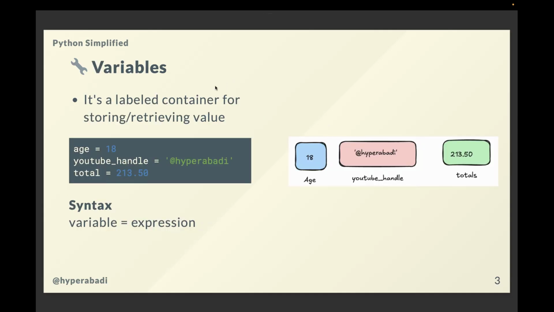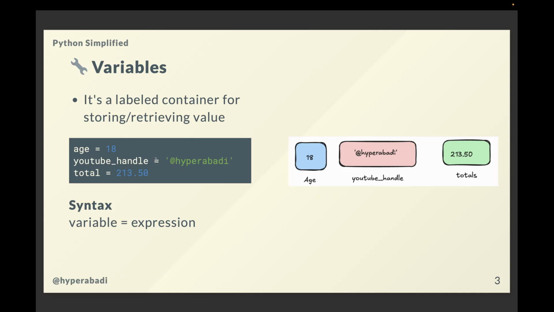Variables. Let's go over what variables are. Think of a variable as a container in computer memory where you can store values and retrieve them when you require it. In this example, on the right side, think of this as the computer memory. In reality it will not be laid out like this, but this is just to simplify the example.